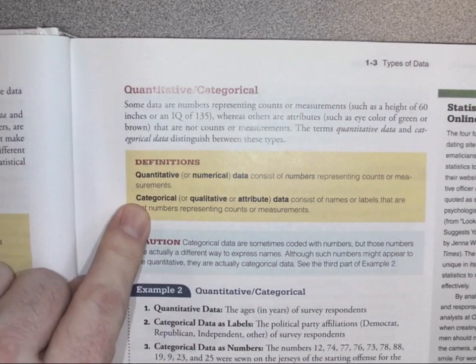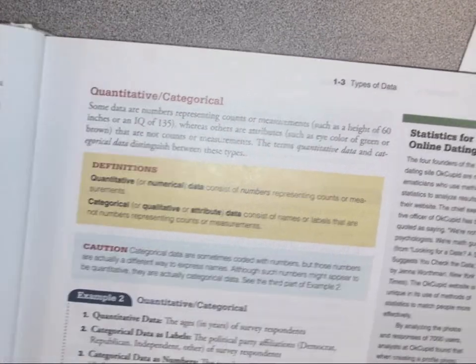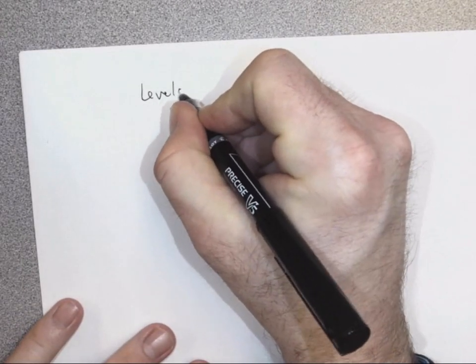Now we're going to go a little bit further with this, breaking these two pieces down. So what we had is quantitative data and categorical data. What I'm going to do is split each one of these in two and talk about our levels of measurement.